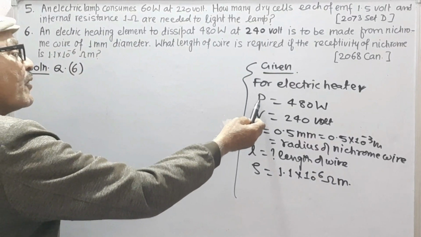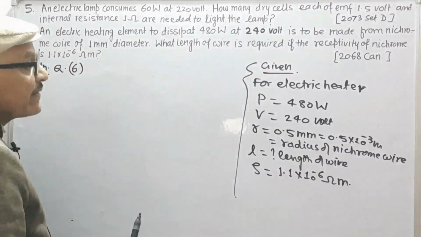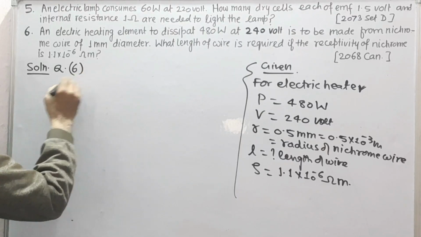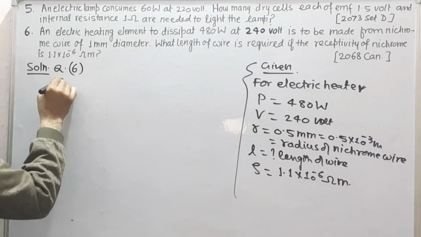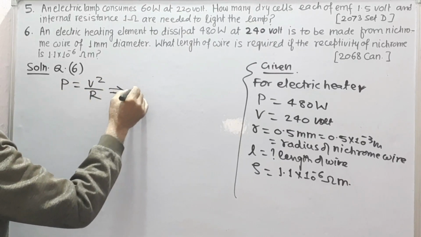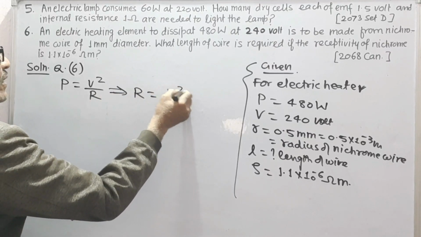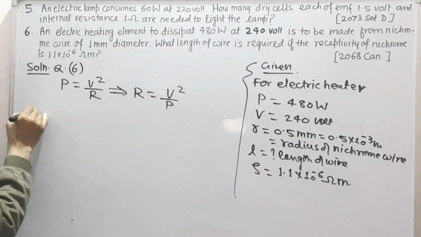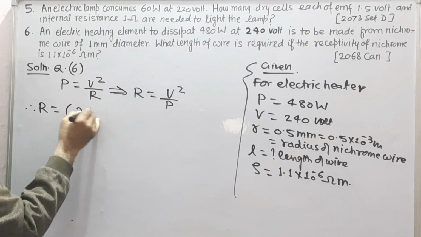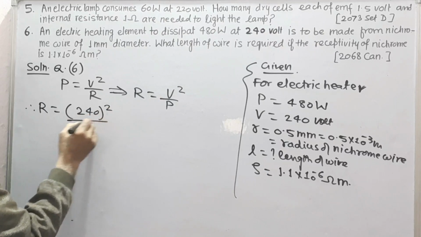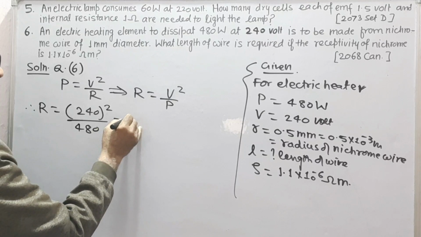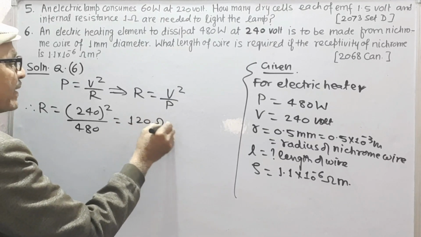With the value of power and voltage given, we can find the resistance of the wire. So P is equal to V square upon R gives R as V square upon P. So R will be equal to 240 square upon 480. On simplification it gives 120 ohms.